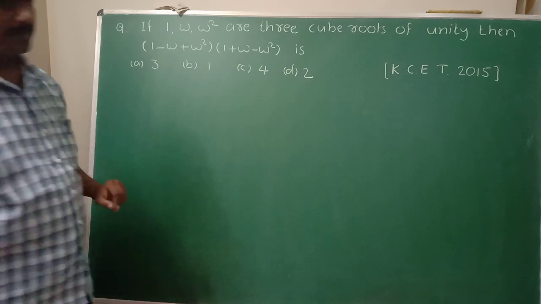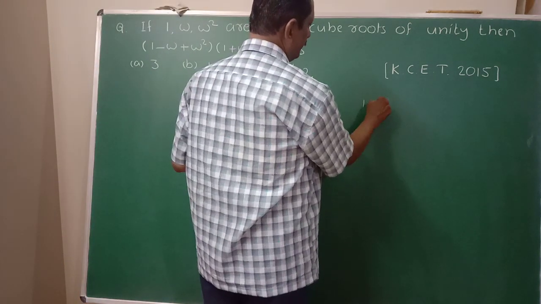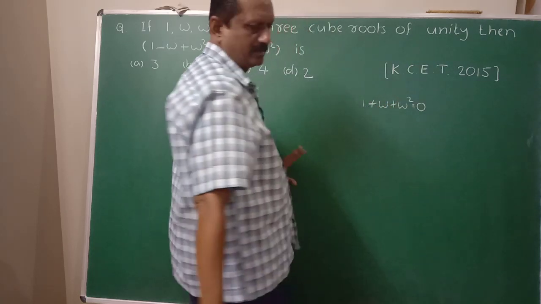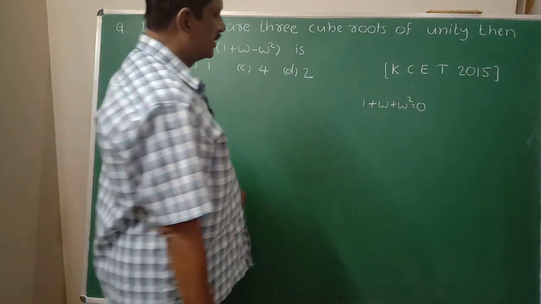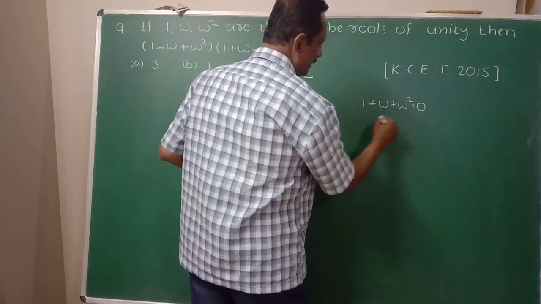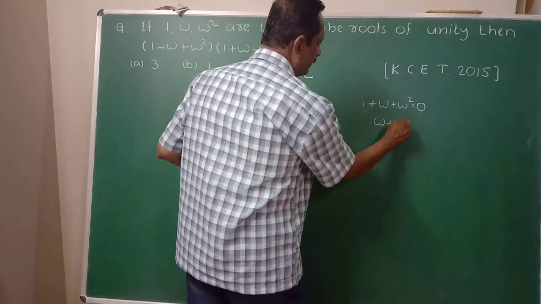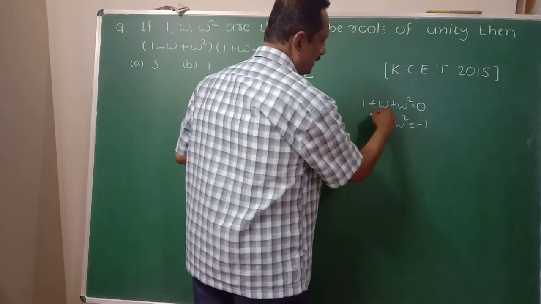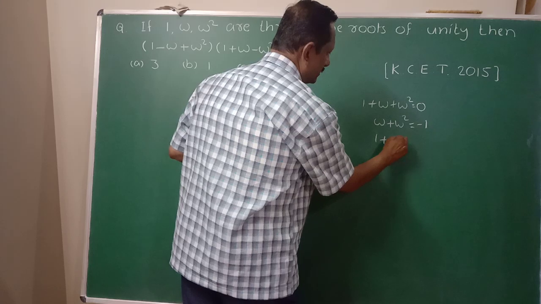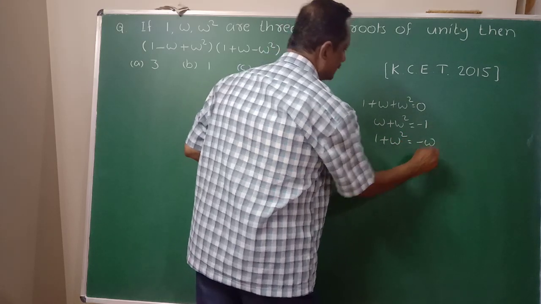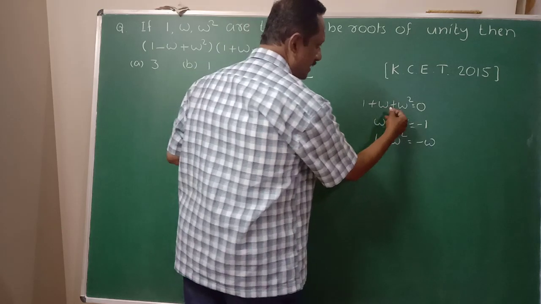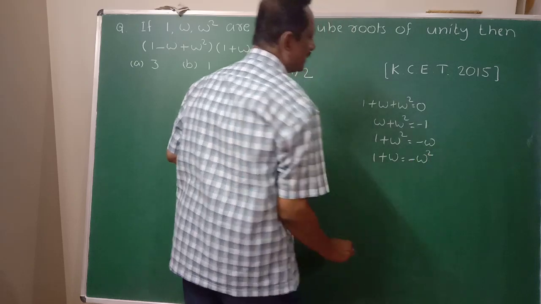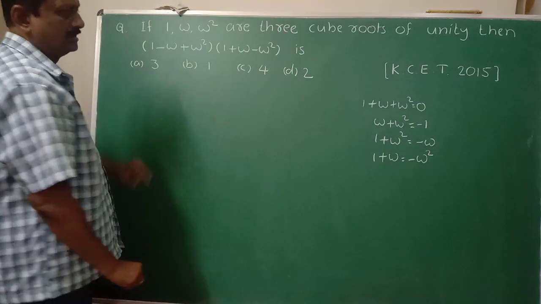Here, property of cube roots of unity: 1 plus omega plus omega square is always 0. Standard result. Suppose if you take 1 to the right hand side, it becomes omega plus omega square is minus 1. Otherwise, if we take omega to the right hand side, 1 plus omega square is equal to minus omega. Or even you can take omega square to that side, 1 plus omega is equal to minus omega square. So we are using these results here.